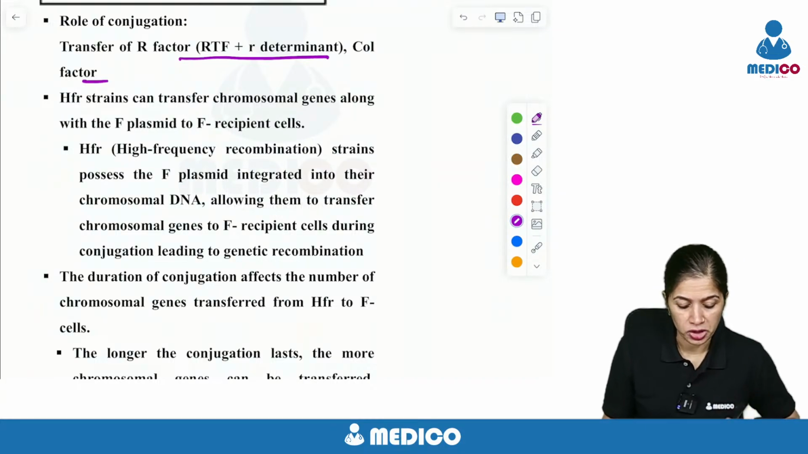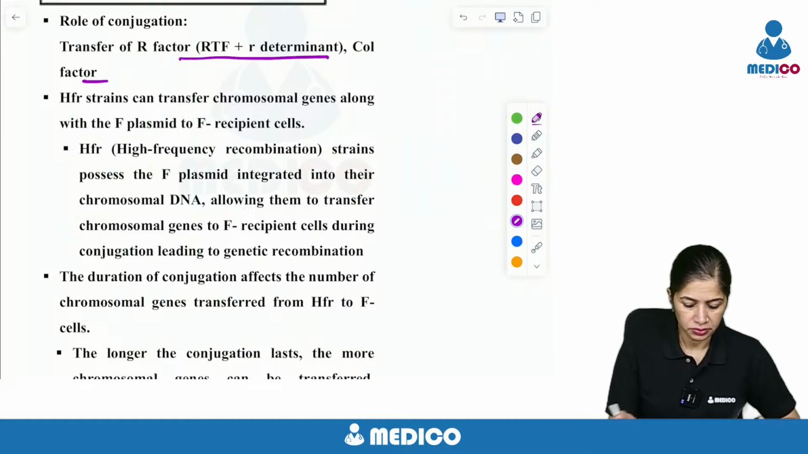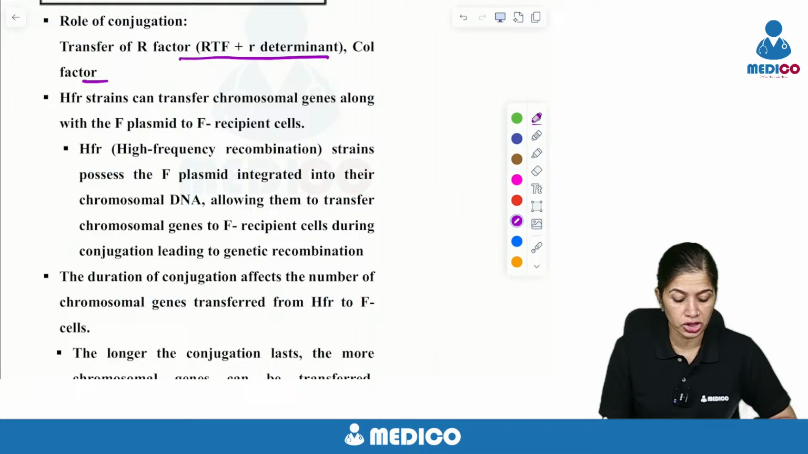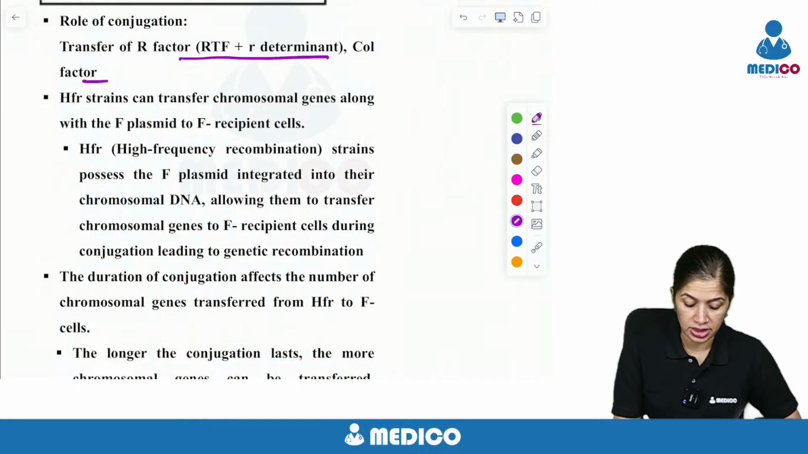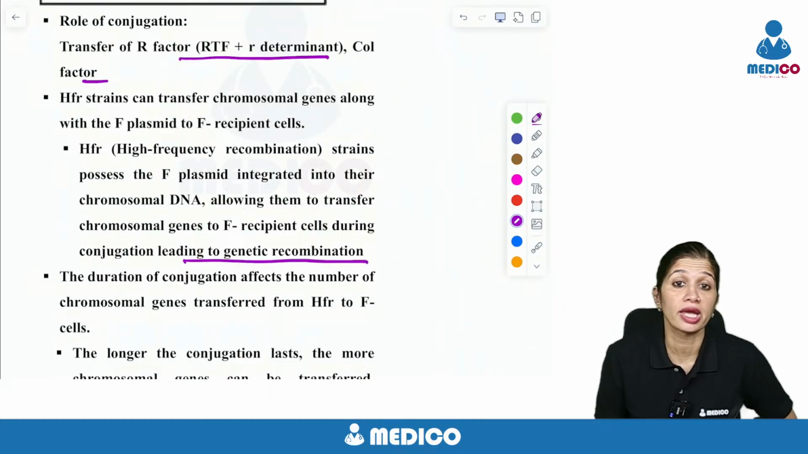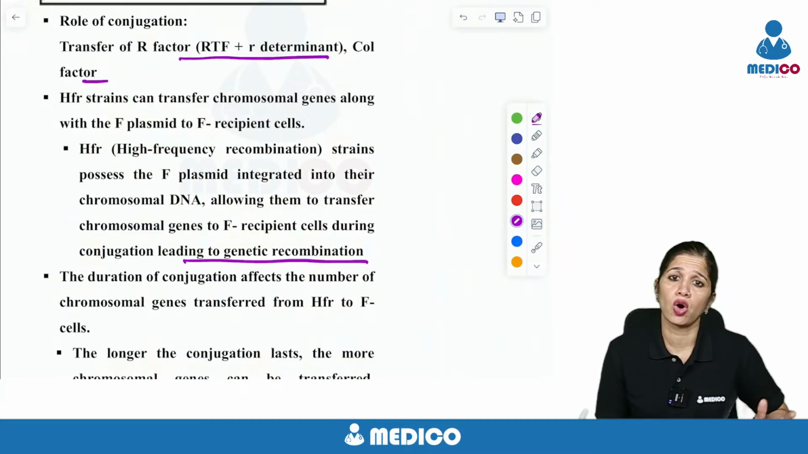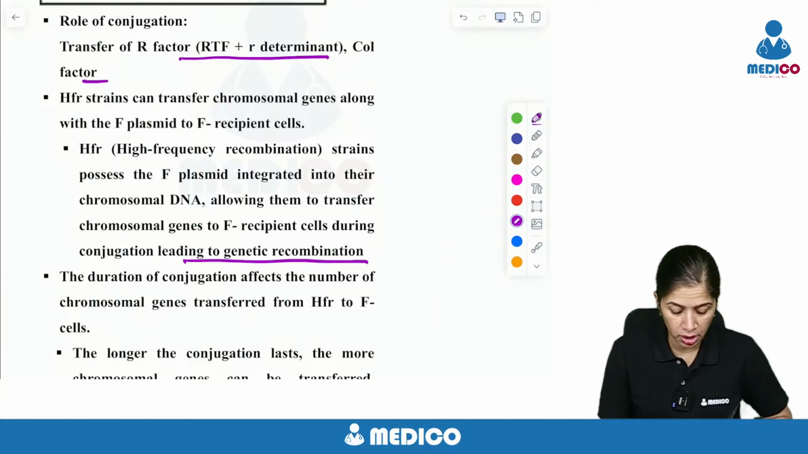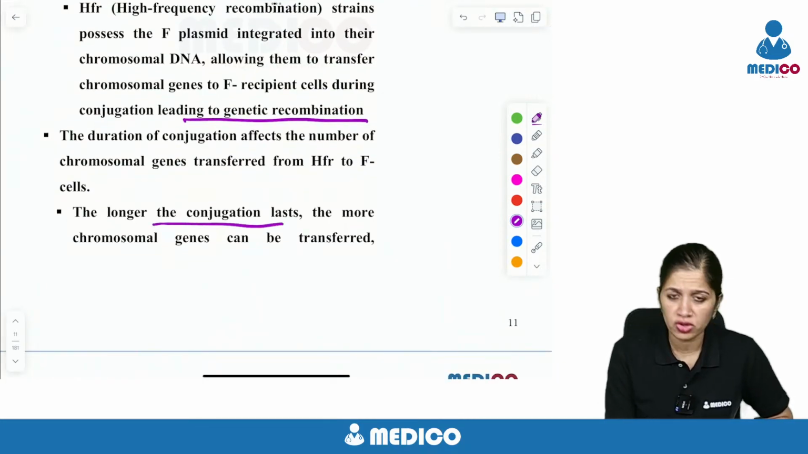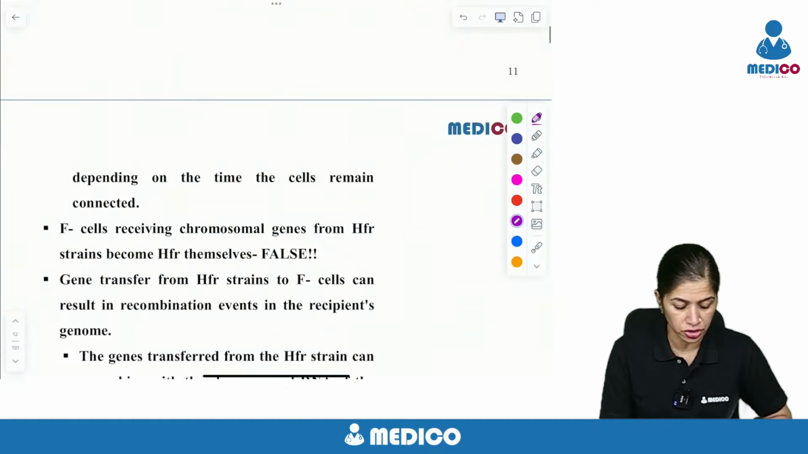Now look at each option. HFR strains can transfer chromosomal genes along with F plasmid to F minus recipient cells. Definitely it can do. Okay. And because of high frequency recombination, that is what HFR is, it can actually transfer chromosomal genes to the other side. That is the one that is responsible for genetic recombination. Then, the duration of conjugation determines how many chromosomal genes are transferred. Yes, the longer they stay in connection, the more genes that can be transferred. Okay, so that's not any big thing that you can understand.